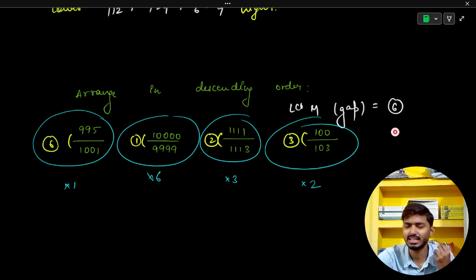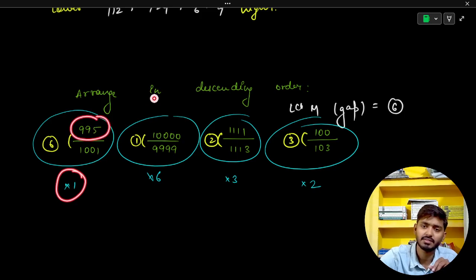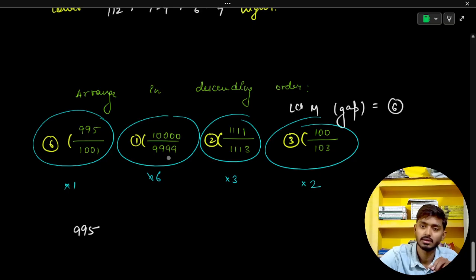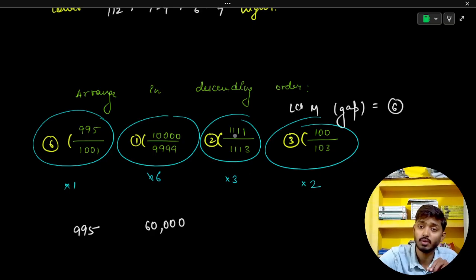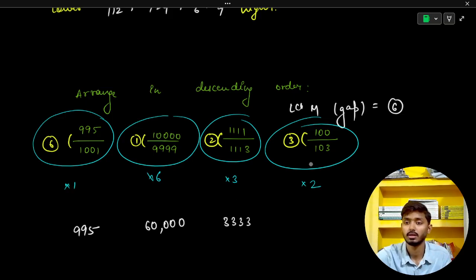Now you can either find the numerator or find the denominator, does not make any difference. Let's use the numerator. 995 times 1 would be 995. 10,000 times 6 would be 60,000. 1111 times 3 would be 3333. Whereas 100 times 2 would be 200.